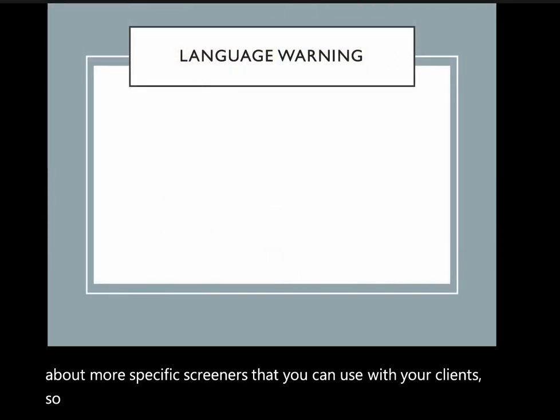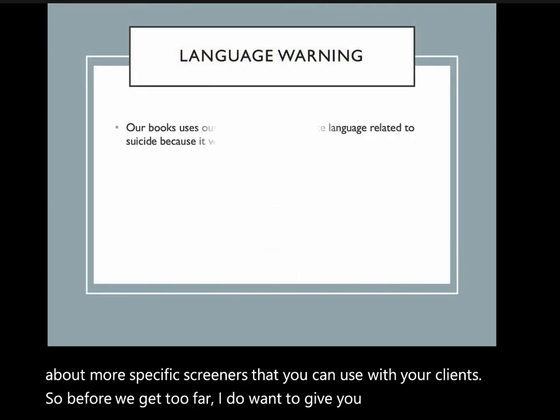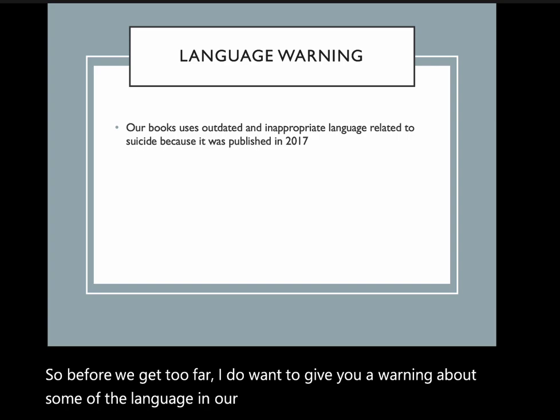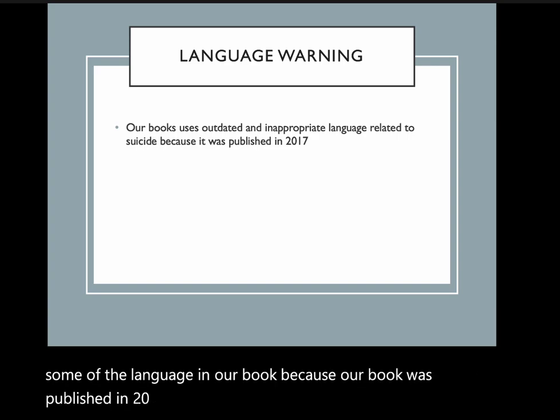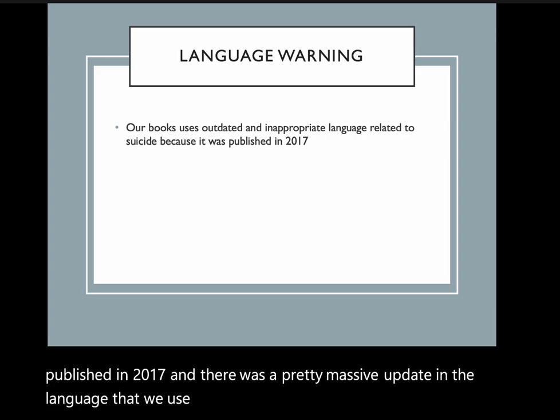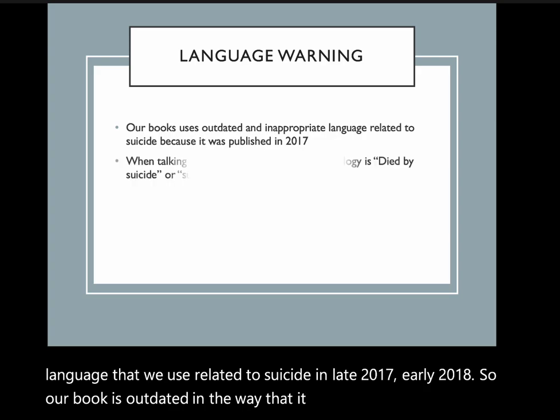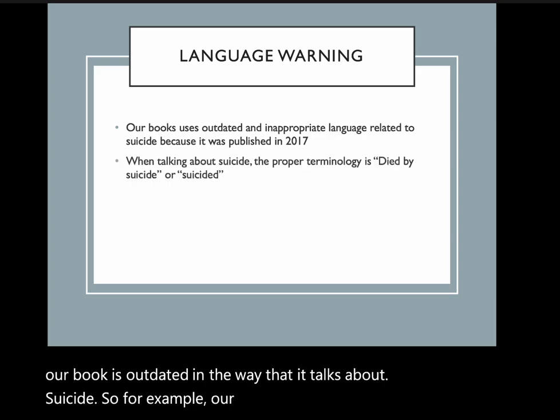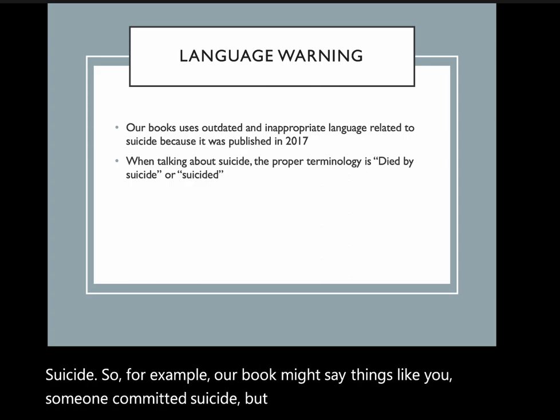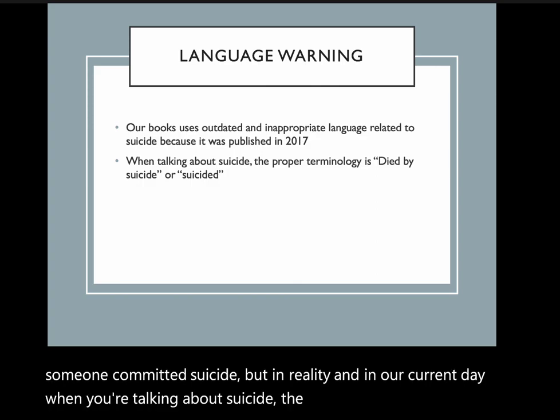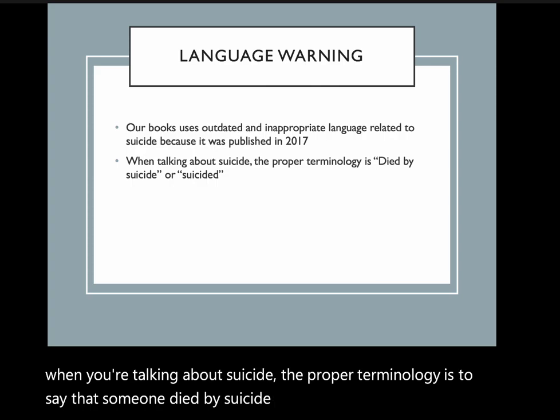So before we get too far, I do want to give you a warning about some of the language in our book because our book was published in 2017 and there was a pretty massive update in the language that we use related to suicide in late 2017, early 2018. So our book is outdated in the way that it talks about suicide. So for example, our book might say things like someone committed suicide, but in reality and in our current day, when you're talking about suicide, the proper terminology is to say that someone died by suicide or they suicided.